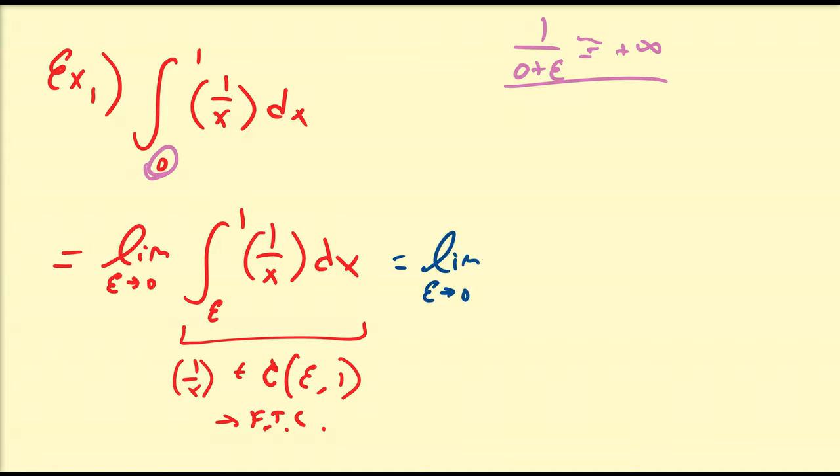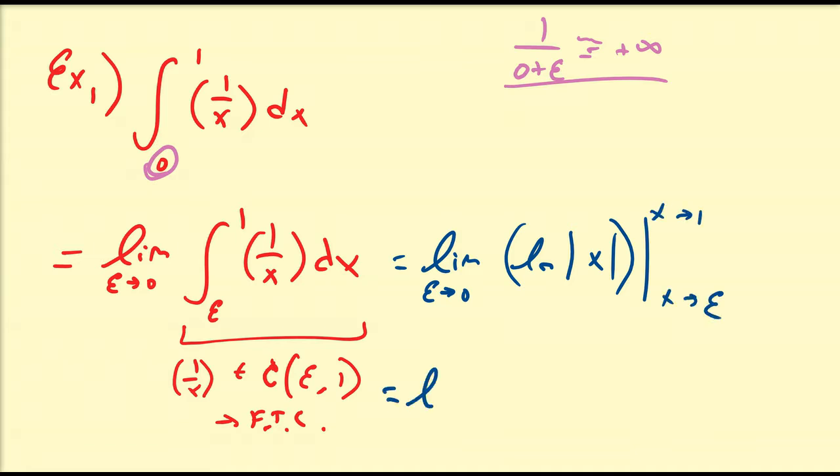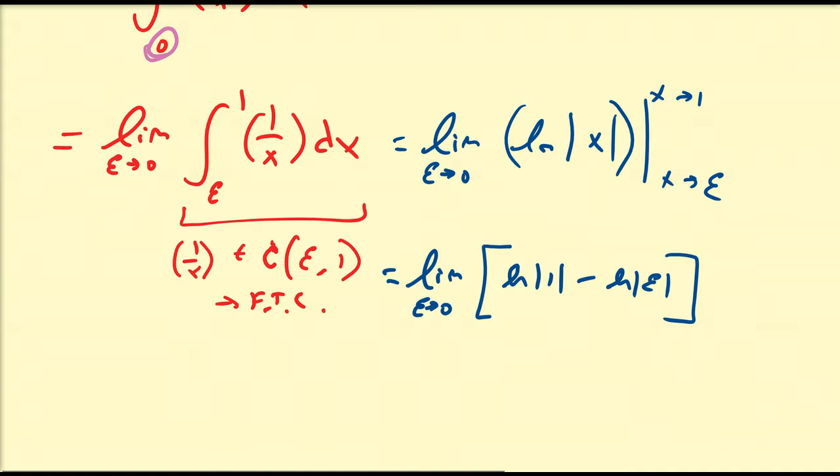So what is the antiderivative of 1 over x? We know that's the natural log of the absolute value of x. And we need to evaluate this as x goes to 1 and as x goes to epsilon. So evaluated at 1, we have the natural log of the absolute value of 1 minus the natural log of the absolute value of epsilon. All right, so the natural log of 1 is equal to 0. So it's the limit as epsilon goes to 0 of negative natural log of the absolute value of epsilon.